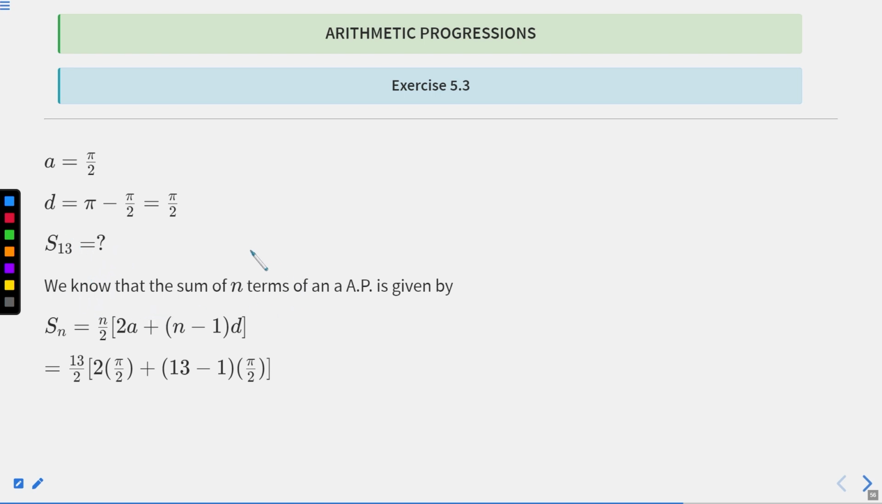We know that the sum of n terms of an AP is given by Sn equal to n by 2 times 2a plus n minus 1 times d. So Sn is equal to n by 2 times 2a plus n minus 1 times d, and this is equal to 13 by 2 times 2 into pi by 2 plus 13 minus 1 times pi by 2. Here we use this formula and put in all the values of a, d, and n.